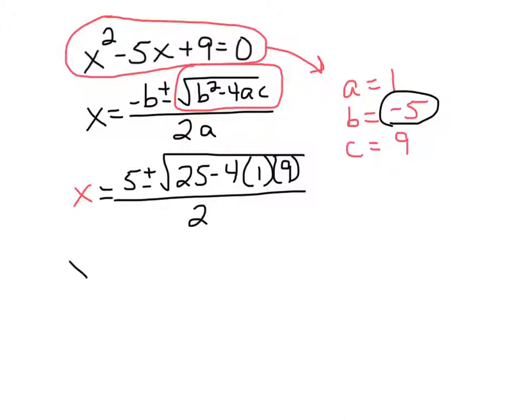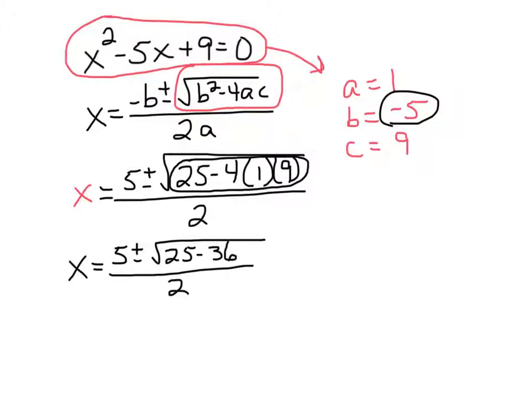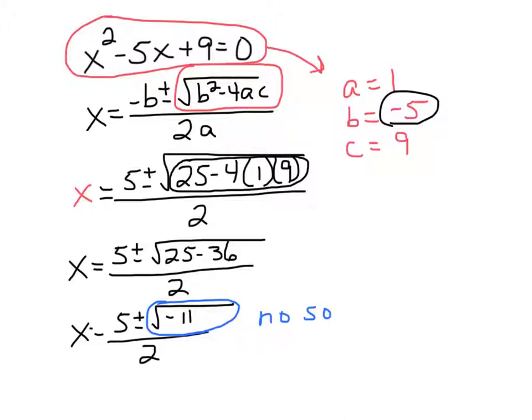As I go through now and continue to solve this, notice that I get 5 plus or minus, and then when I figure out what is underneath the square root, I get 25 subtract 36 all over 2. As I continue to work on this, I get x is equal to 5 plus or minus the square root of 25 subtract 36, which is a negative 11, over 2. Well, certainly the square root of a negative 11 is not possible. So we say there is no solution for this.